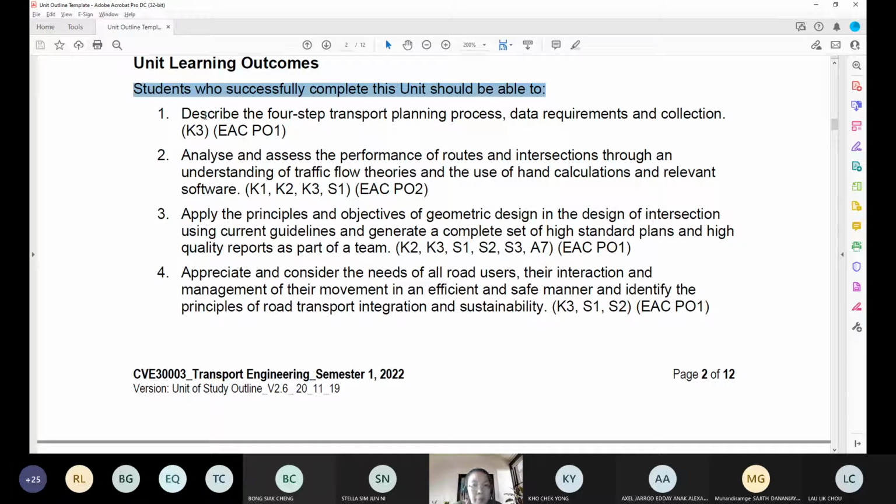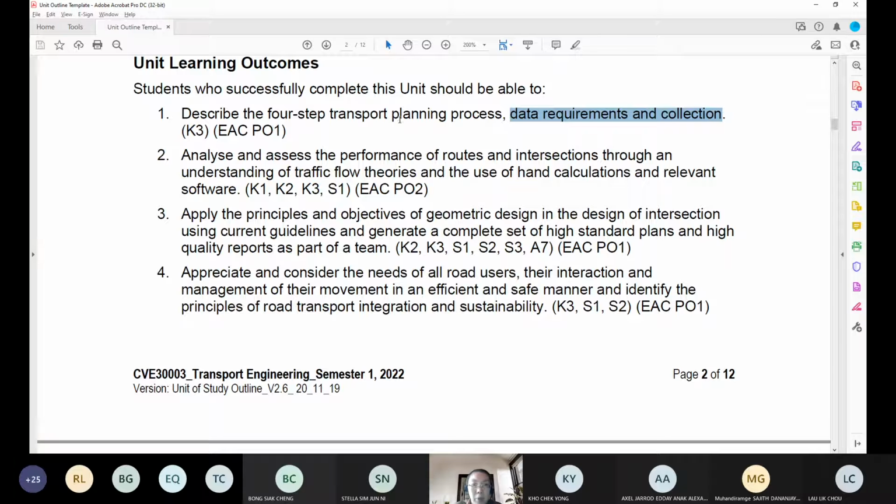All right, so first one, you will see that you should be able to describe the four-step transport planning process. This four-step transport planning is part of a transport planning process, okay? The data requirements and how we collect those data so that this data will then feed into the planning process. We cannot plan without any good solid data. So you definitely need some kind of data to fit into your planning process.